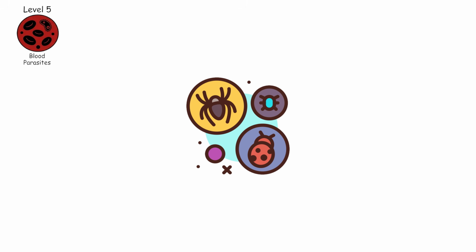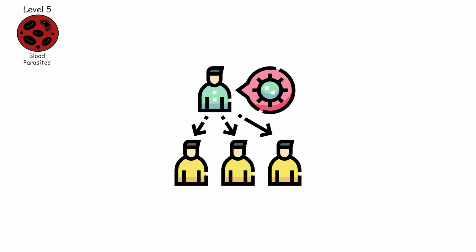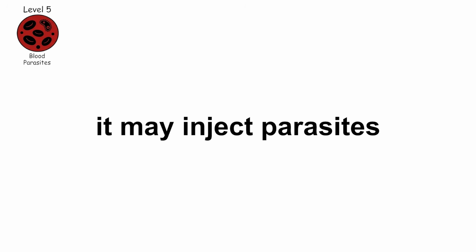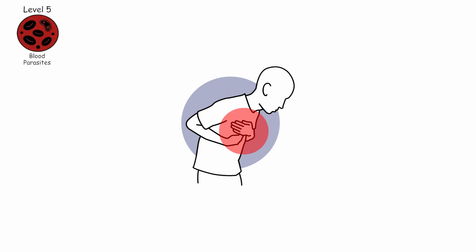Many blood parasites are transmitted through biting insects. Mosquitoes, ticks, and other blood-feeding insects act as vectors that carry parasites from one host to another. When the insect feeds on blood, it may inject parasites into the new host's bloodstream. This method of transmission allows parasites to move efficiently between different organisms.